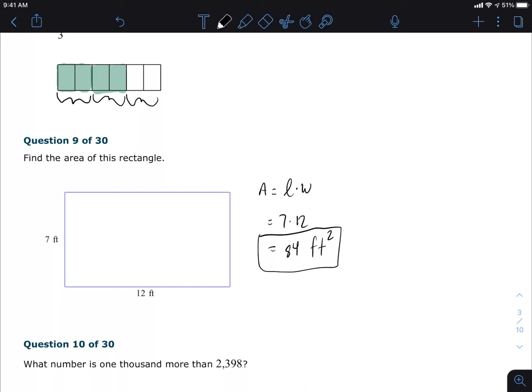Any questions so far on these first 9? We're all right? Okay.